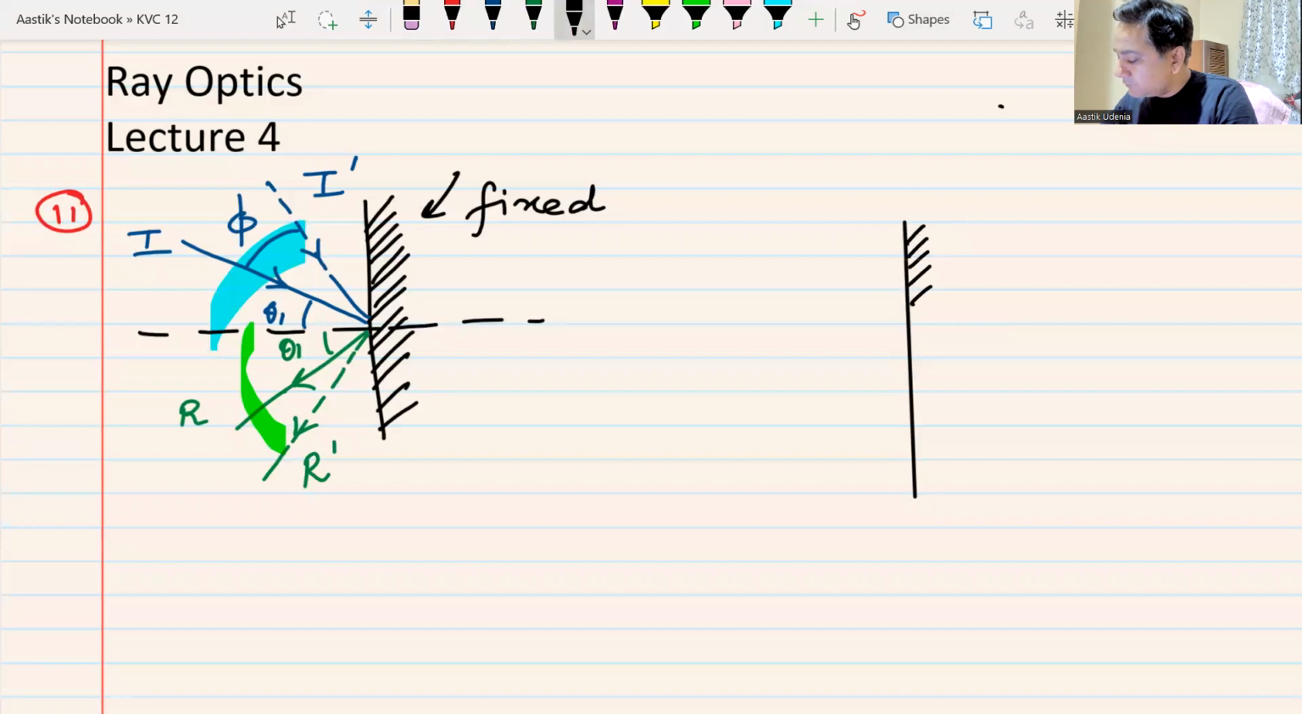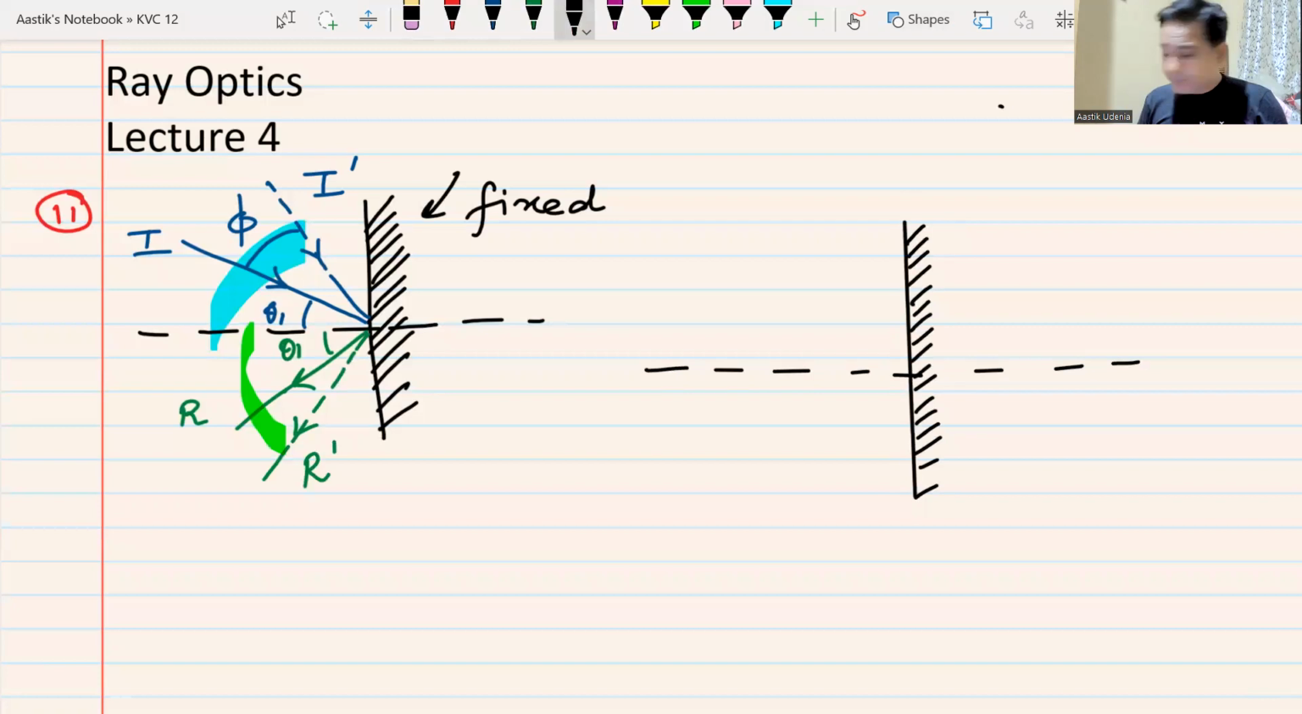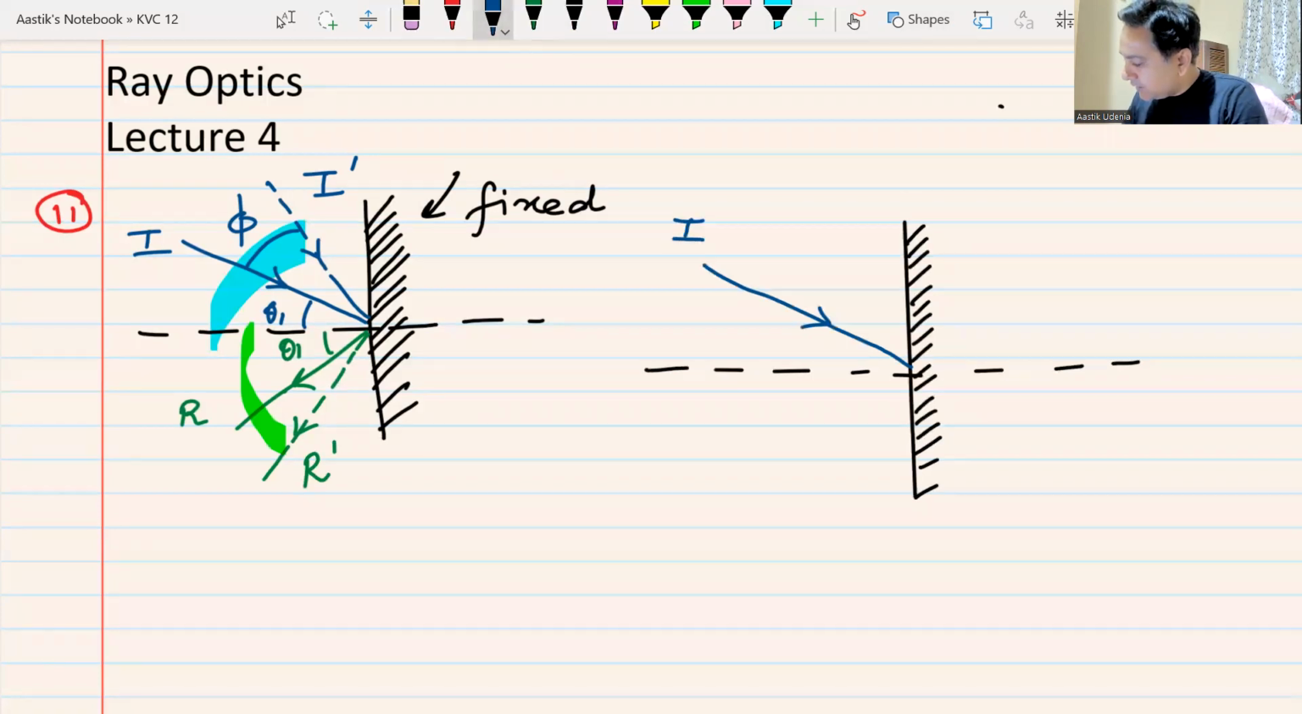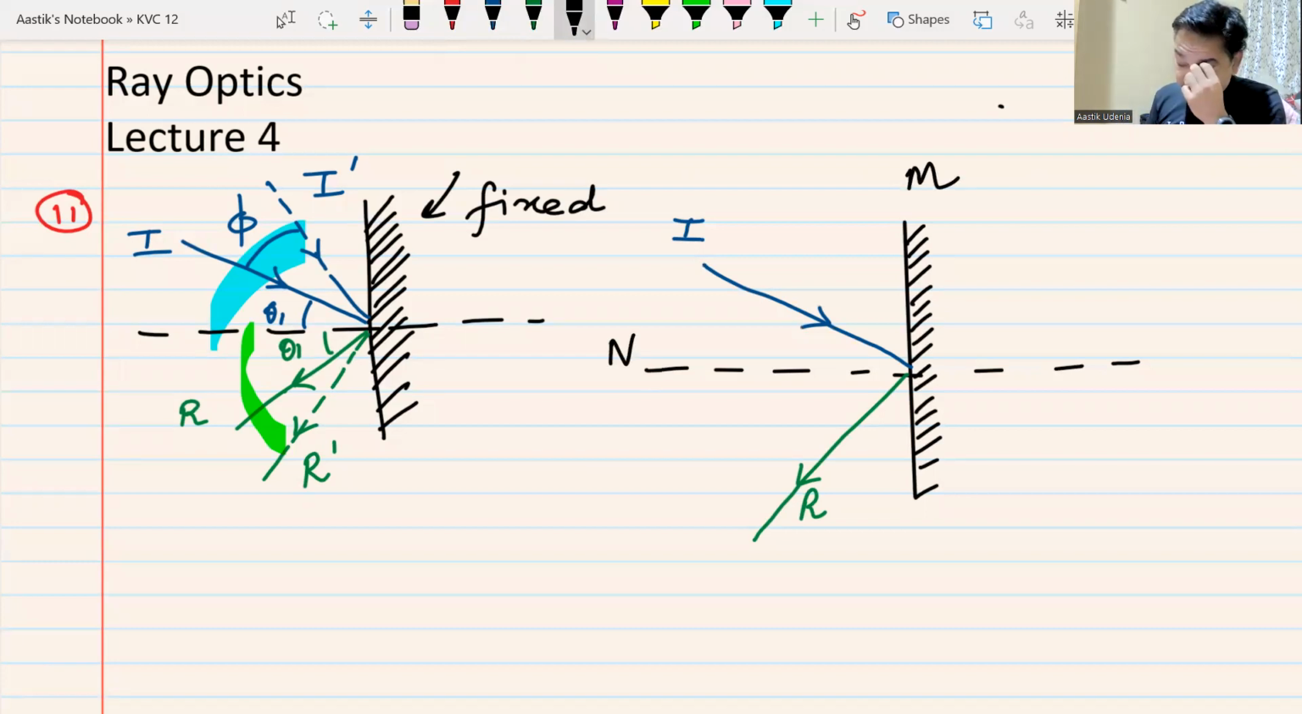Instead of turning the incident ray, what can I turn? Let us first draw the incident ray. So this is my incident ray I, and this would be my reflected ray R. Not a problem. This is the original mirror M, and this is the original normal N.